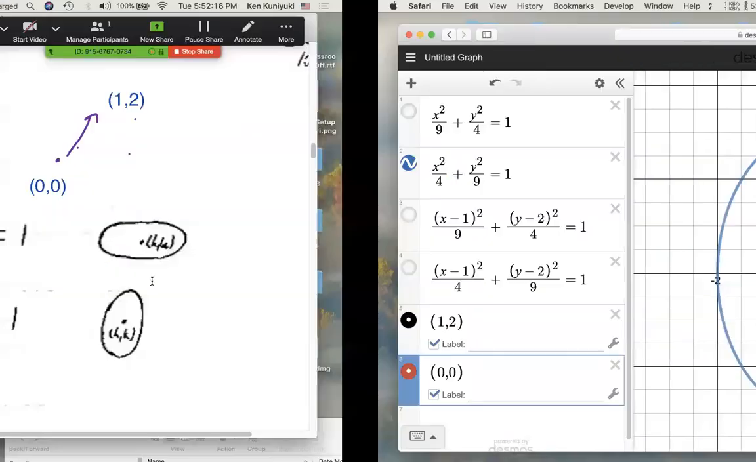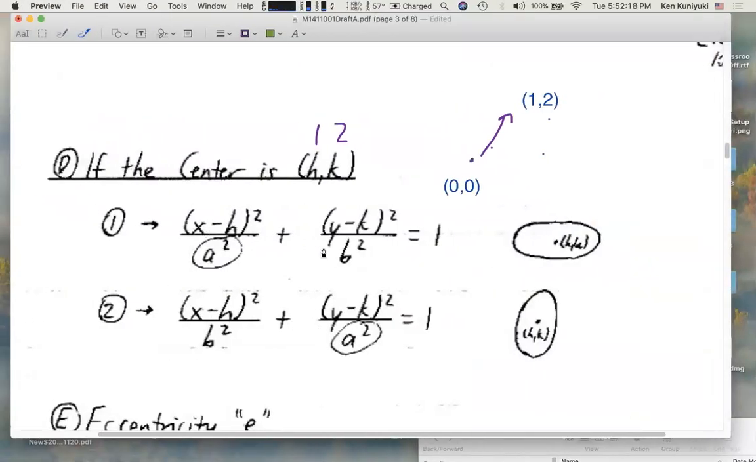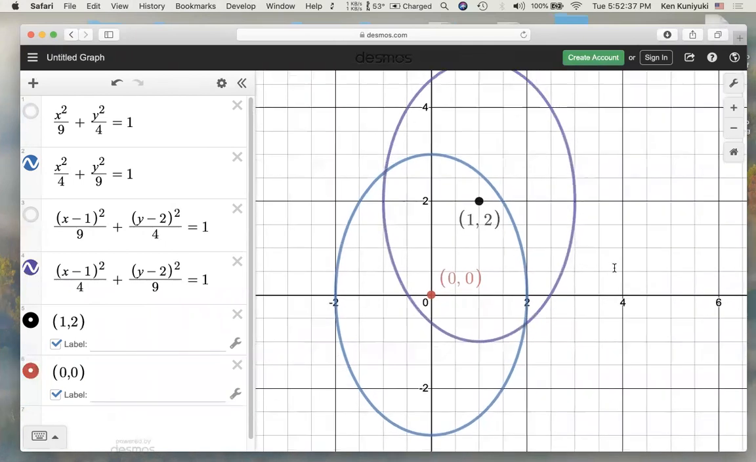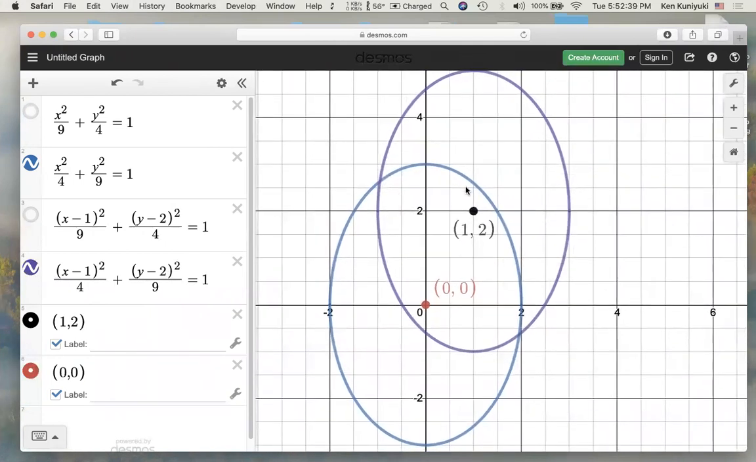Remember, there are sign flips. Because we have x minus h and y minus k, we have sign flips. If we substitute x with x minus 1 and y with y minus 2, we move the center from 0, 0 to positive 1, positive 2. No, that's correct. All right, so we go from the blue ellipse to the purple ellipse. The center moves from 0, 0 to 1, 2.